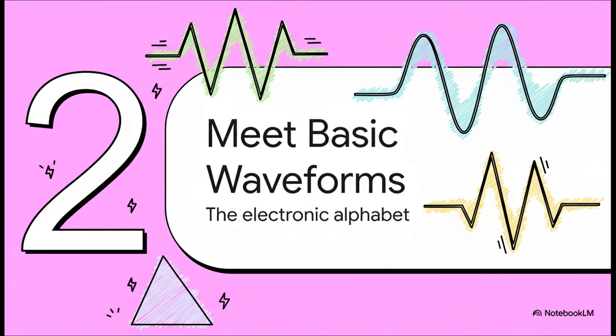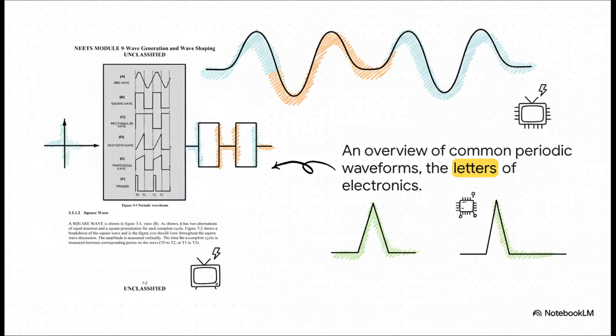Now, if waveforms are a language, then the different shapes you see are basically the letters of the alphabet. And just like our letters, each shape has its own unique job to do. And here are some of the most common letters in our electronic alphabet. You've got the smooth, curvy sine wave. That one's perfect for things like AC power and audio signals.